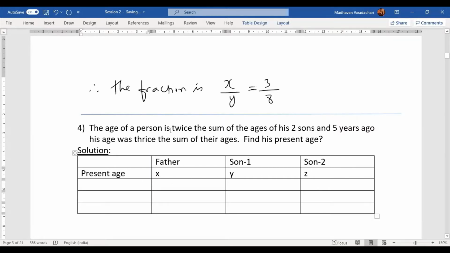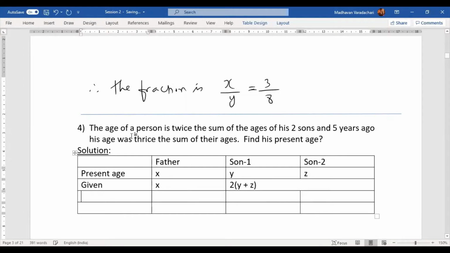The age of the person is twice the sum of the ages of his two sons. Given this, X is equal to, merging these two, twice the sum of these two sons, means 2 times y plus z. This is given in the question.